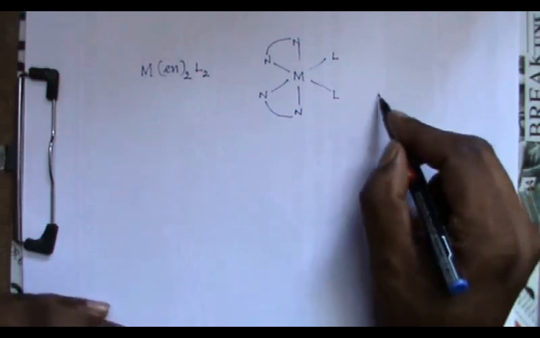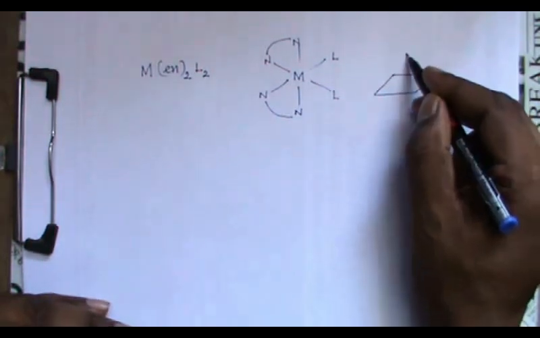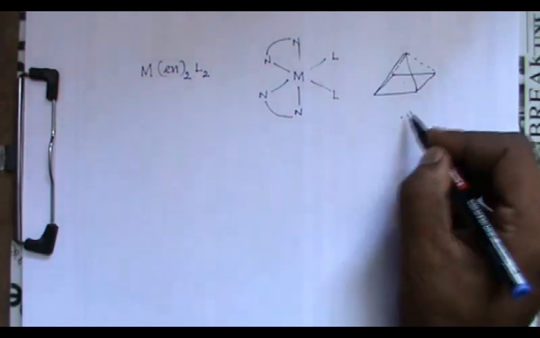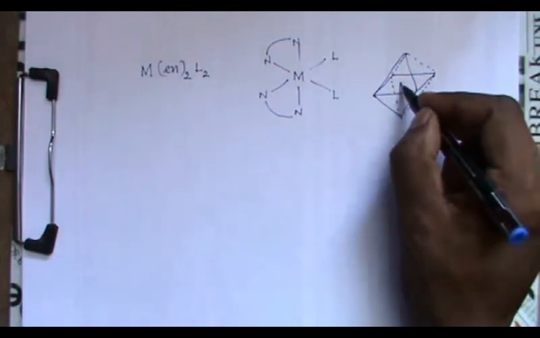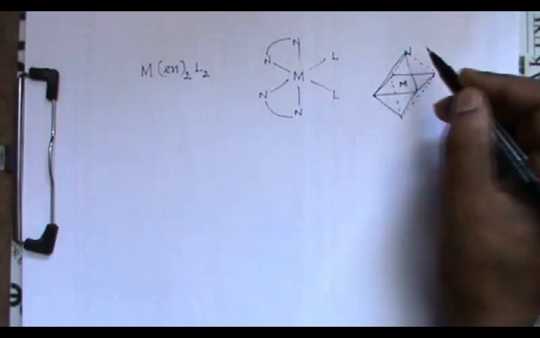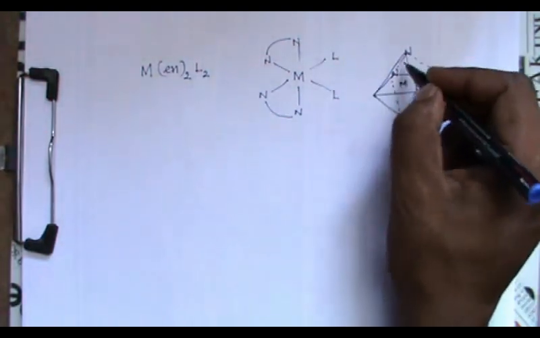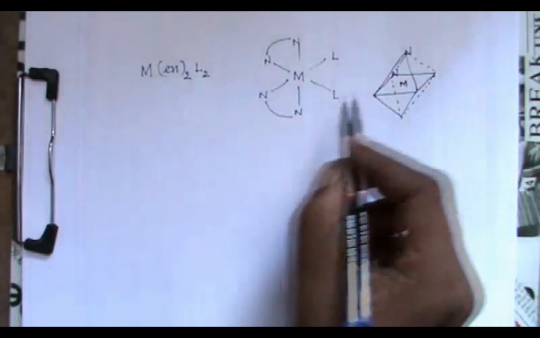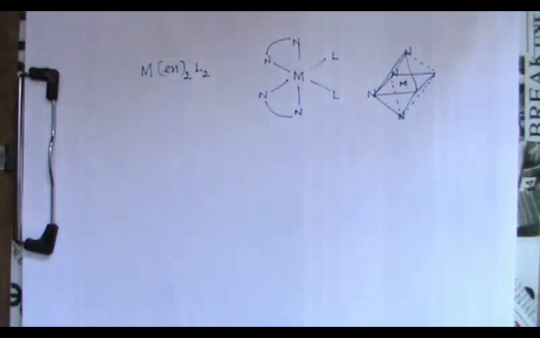First, we have to write the octahedral structure. In the middle, we have metal. Here I have 1 nitrogen and this is backside, so here I have 1 more nitrogen. So these 2 are connected. This nitrogen is here and 1 more nitrogen at the bottom. These 2 are ligands. This is the octahedral structure for the complex.